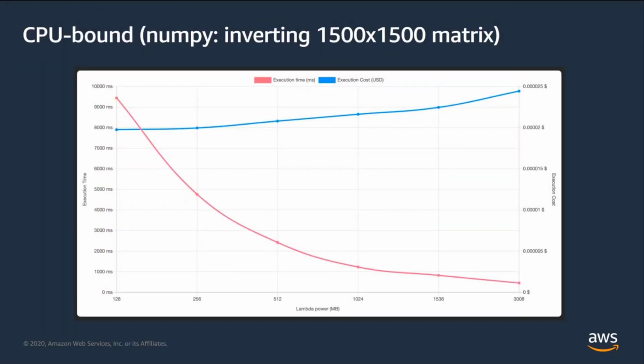For a CPU-bound long-running algorithm, it looks a bit different. This function uses NumPy for compute-intensive calculations. At the 128 megabyte level, execution time is 9.5 seconds. This drops rapidly as memory is added. At 256 megabytes, the total time is just under 5 seconds, and at 1 gigabyte, it's just over 1 second. So in this case, the overall cost is fairly stable as memory increases, but performance improvements are up to 1 order of magnitude. It goes from 9 seconds to 900 milliseconds for just a 25% increase in cost.